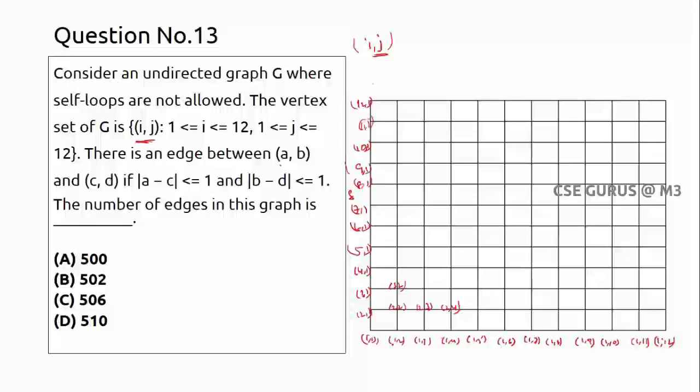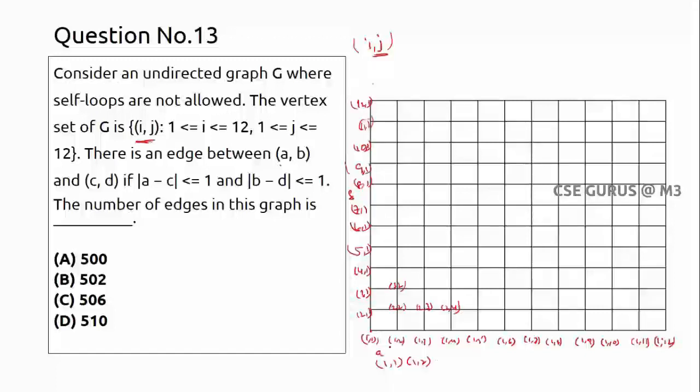It's something like 1 comma 1 is one vertex, 2 comma 2 is a vertex, 3 comma 3 is like some vertices. So when I can write an edge, I can write A comma B and C comma D if there is a difference of at most 1. That means I'll take one simple example, 1 comma 1, 1 comma 2.